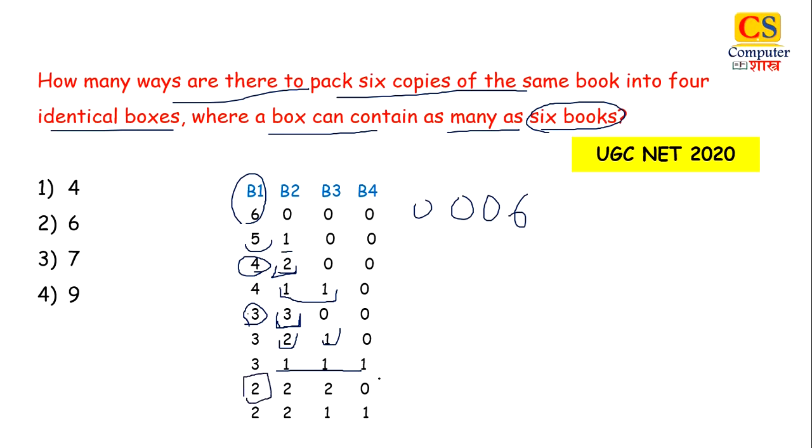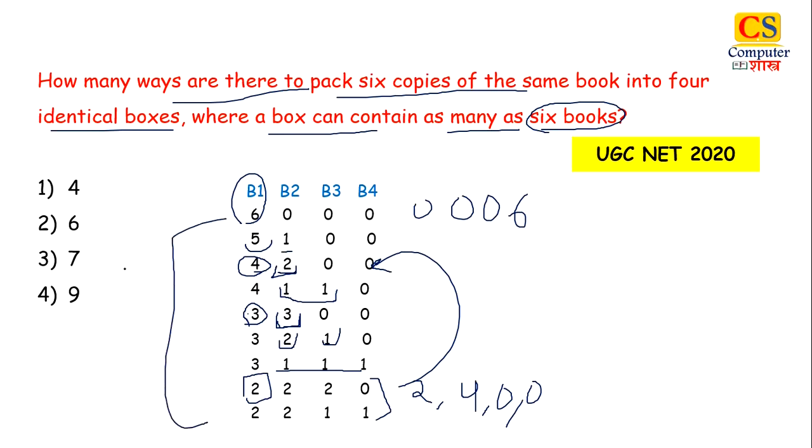Now here you can see I didn't use the combination 2 in the first box or in any box and then 4 and then 0, 0. I didn't use this one because this combination we have already used. Here you can see 4 books in B1, 2 books in B2. 4200, 2400, same thing. So now we have a total of 9 combinations. You can try it yourself. So the right answer will be option 4.